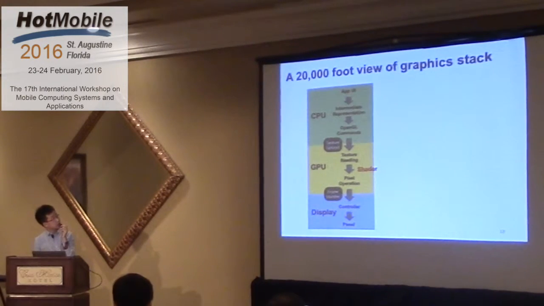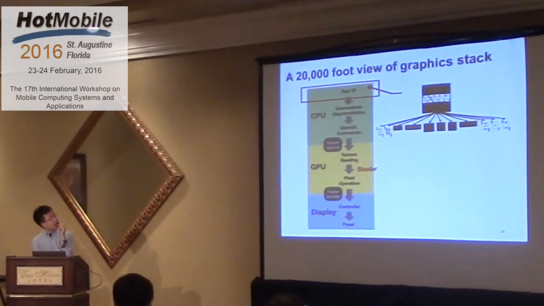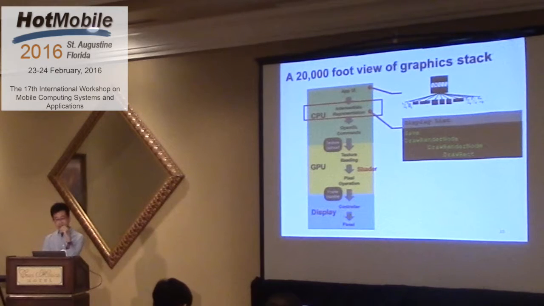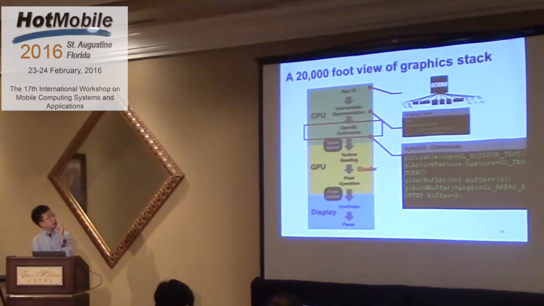Let's look into each stage. On the top of the graphics stack is the app UI. There are a lot of elements in each UI, and they are organized in a tree. Then these elements will be translated to an intermediate representation, which is a display list. And then the display list will be translated to OpenGL commands.